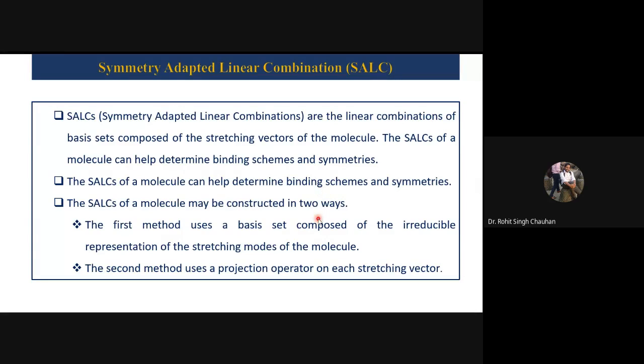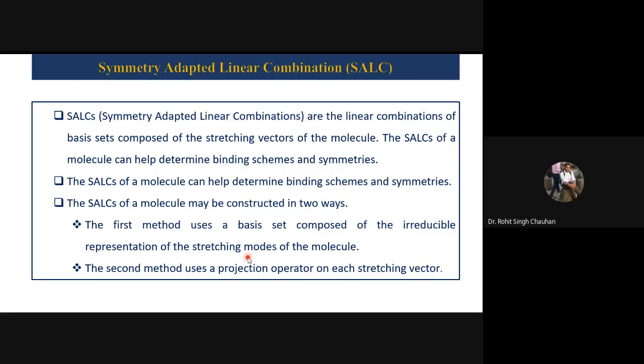Now, how do we calculate the SALC? Actually, there are two methods. One is called the projection operator method, which is purely based on the stretching vector. The moment I say stretching vector, it means it is going to combine only bond lengths. The second one is the basis composed of irreducible representation of the stretching mode of the molecule. I will tell you both of them, but we shall start today with the projection operator method.